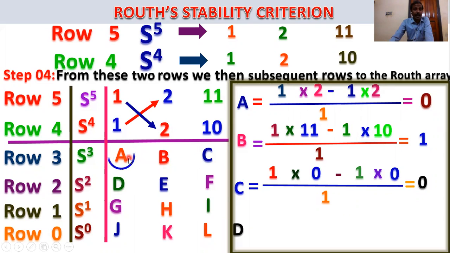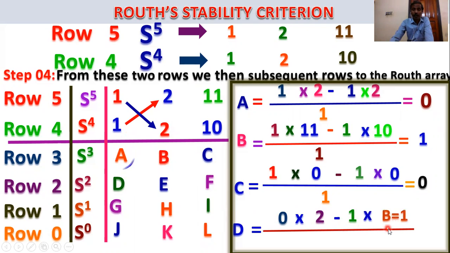So this is the special case, case number 1, because if A equals 0, what is the magnitude of D? D equals A into 2 minus 1 into B. B equals 1. So put here B equals 1 and divide by 0. This is undefined. That's why this type of case is called case number 1 or Routh case 1, because in this position the Routh criteria fails.